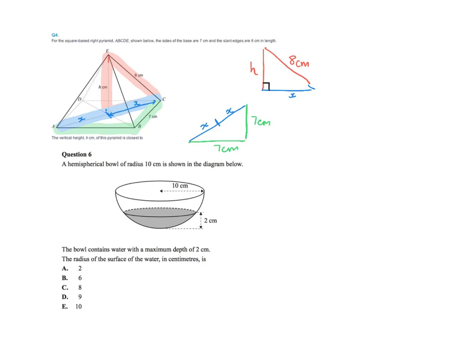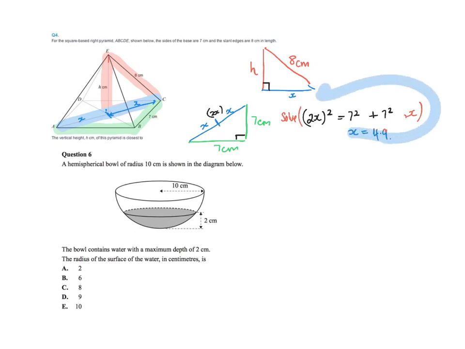So you can actually use Pythagoras. You could just write that you've got 2 X's there. So you can actually say that 2X squared is equal to 7 squared plus 7 squared. And then use your solve, comma X. Let's find out what X equals. Okay, so X ends up being 4.9. Okay, and then you're going to take that and put it into here.